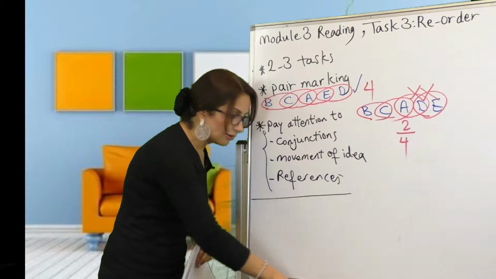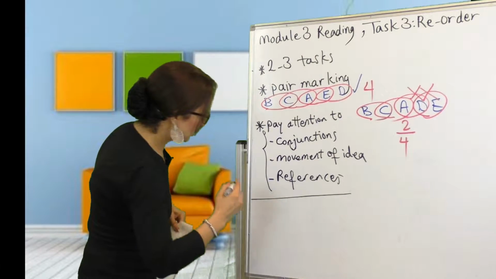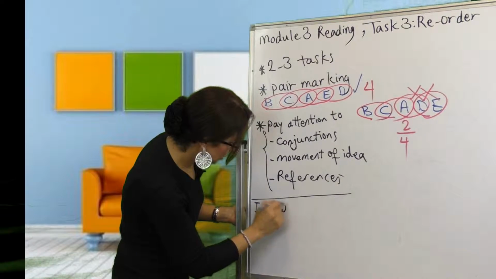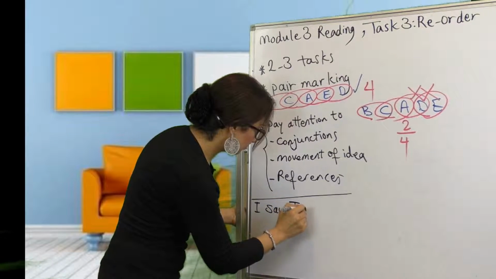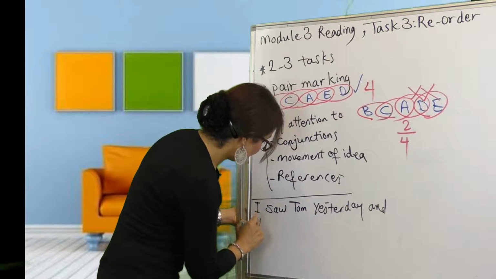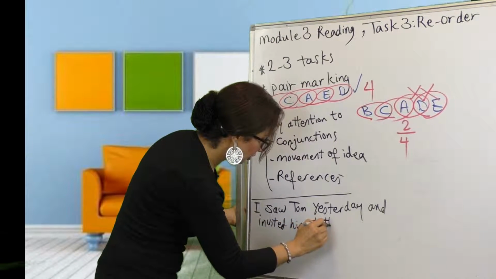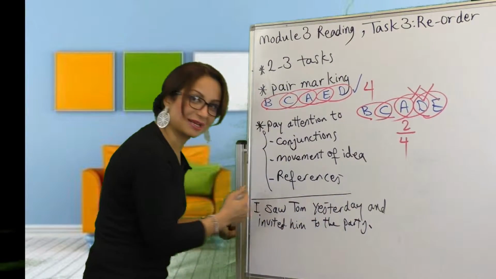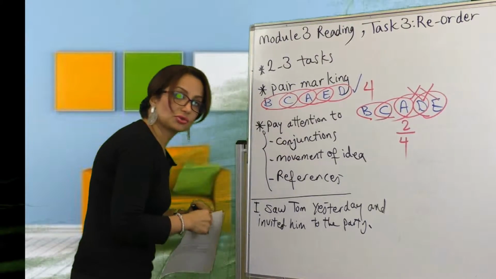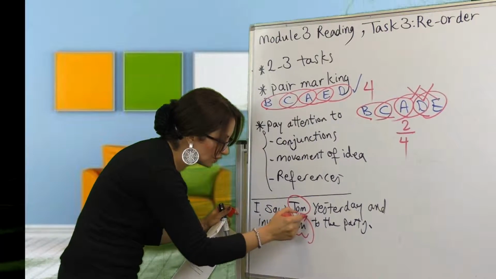What is a reference? References are words that are used to refer to a noun. Let's say, for example, I saw Tom yesterday and invited him to the party. So a very simple example to know reference. References are words which are used in order to avoid repetition of a noun. For example, here Tom is the noun and him is a reference which refers to Tom.